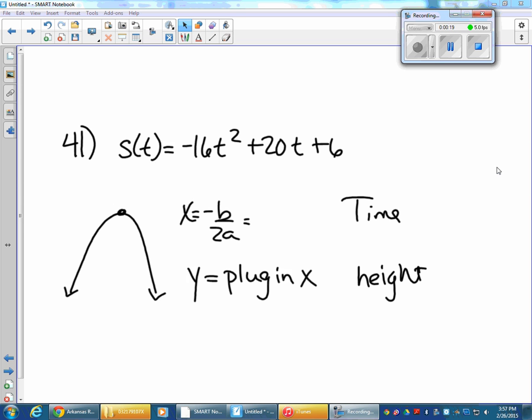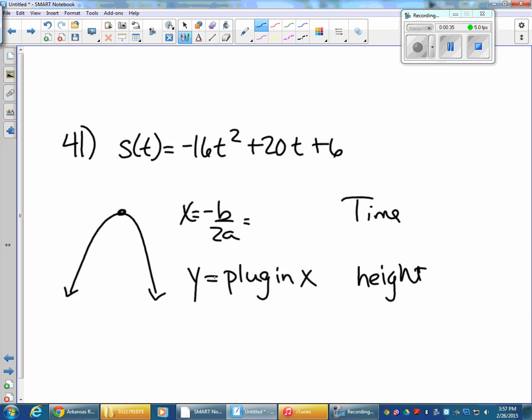You're throwing a ball up at an initial velocity of 20 feet per second from a height of 6 feet. So that's where the 20 and the 6 come from. The negative 16 has to do with gravity. And they want you to figure out when will this ball reach its maximum height. So to do that, we're talking about the vertex. Where's the high point on this graph?